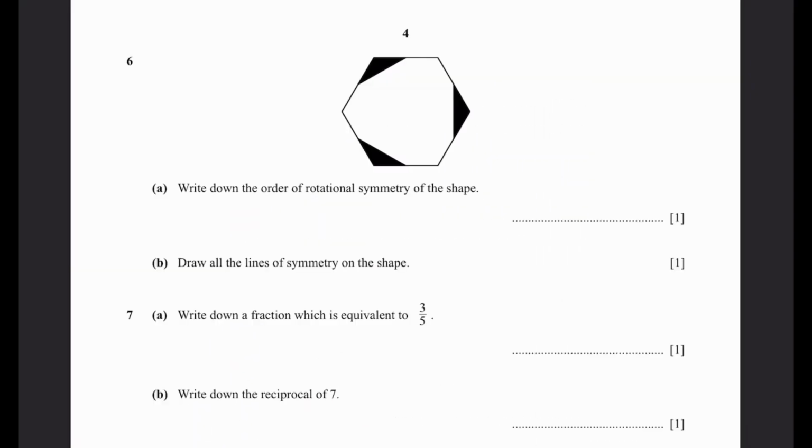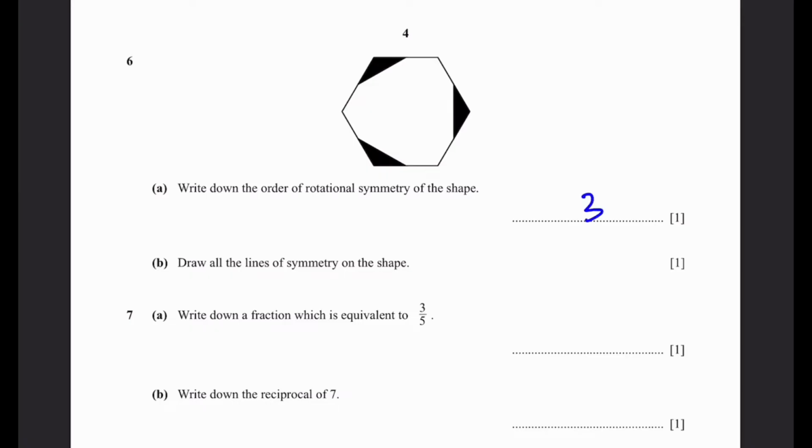Question 6. A. Write down the order of rotational symmetry of this shape. In this case, it's a regular hexagon, but then with these shaded parts at 3 of the edges. And that makes it, instead of 6 rotational symmetry, it makes it as 3, because only 3 of them are there in this regular hexagon. Order of rotational symmetry is 3.